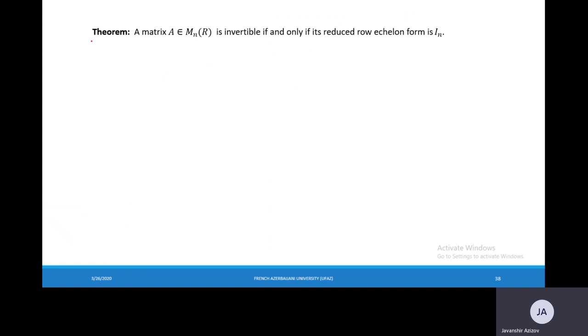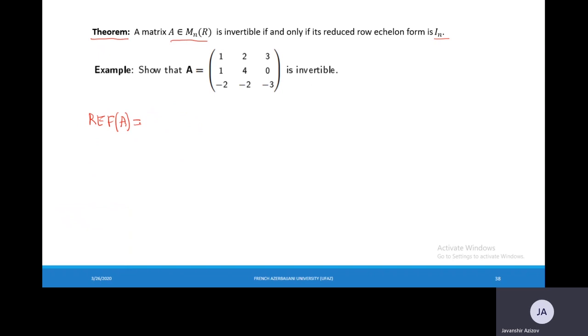Theorem. An n times n square matrix A is invertible if and only if its reduced row echelon form is the identity matrix. Example, we have the matrix A, show that this matrix is invertible. Let's suppose that we know the row echelon form of this matrix. The row echelon form of this matrix is the matrix 1, 2, 3; 0, 2, minus 3; 0, 0, 6.